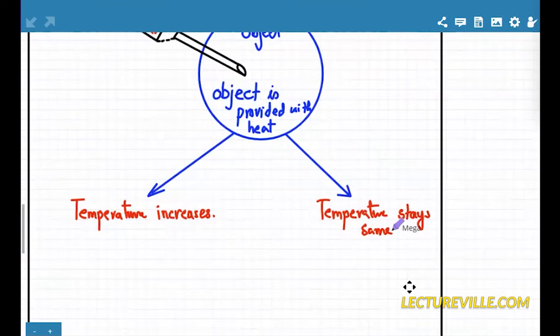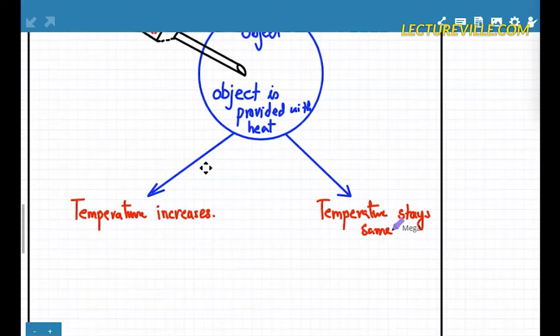Huh? Stay the same? How is that possible? How is the temperature staying the same if I'm providing it with heat energy? Let me give you an example. Let's say I put a pitcher of water into a kettle and then put it on the stove, and then I put a thermometer into it and let it heat up. I notice that initially the temperature is 20, then it becomes 30, then 50, then 80, and then 85, and the temperature is increasing. That is very normal. That is what should happen because I'm providing it with heat energy.